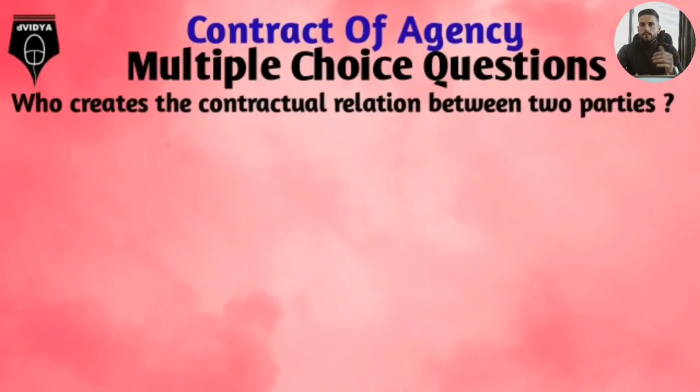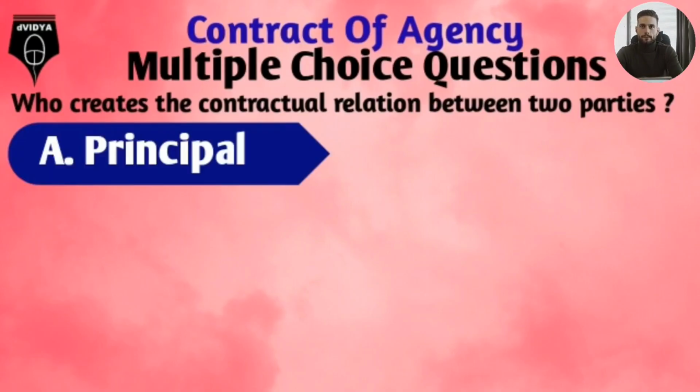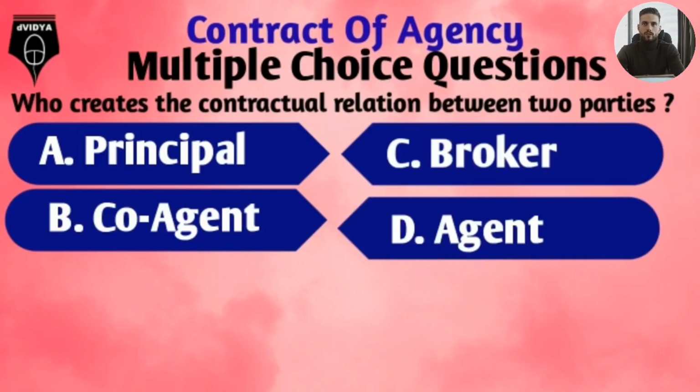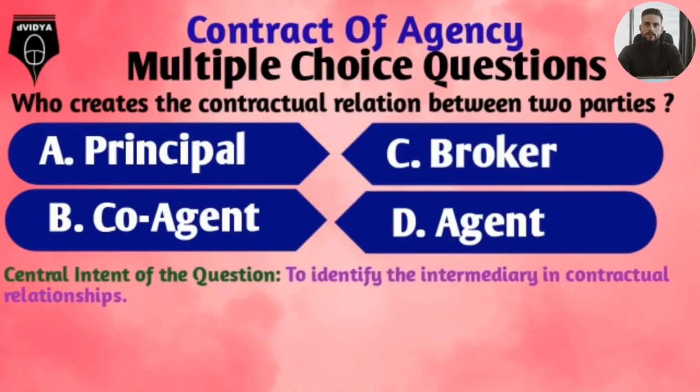Who creates the contractual relation between two parties? Option A, principal. Option B, co-agent. Option C, broker. Option D, agent. Central intent of the question: to identify the intermediary in contractual relationships.